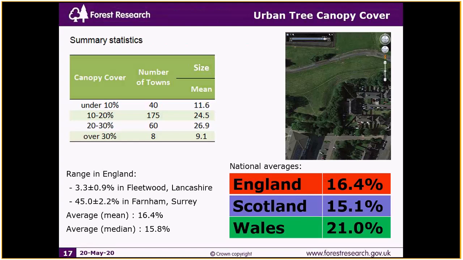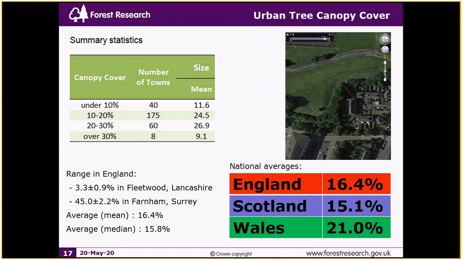What do we find otherwise across the nation? Well, average in England, 16.4%. The range was 3% up in Fleetwood to 45% in Farnham. So, you know, if you took the 21.4% value for Plymouth that was just mentioned, you're really quite middle of that spectrum, but actually above the mean average. So, you know, it's very good, but still room for improvement.